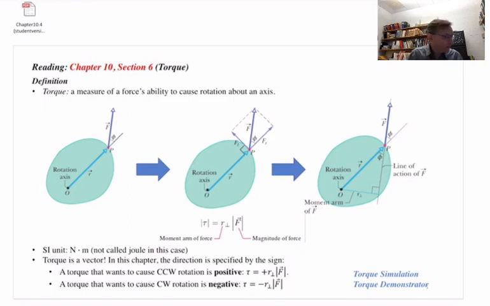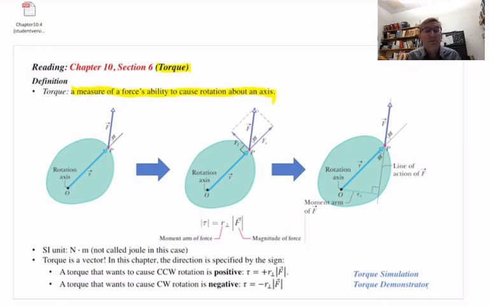Hello again. This is video lecture 10.4, and we're studying chapter 10, section 6, and we're going to introduce the concept of torque. I'll give you first just a description of torque. This is the new quantity, torque. The description of torque is a measure of a force's ability to cause rotation about an axis.